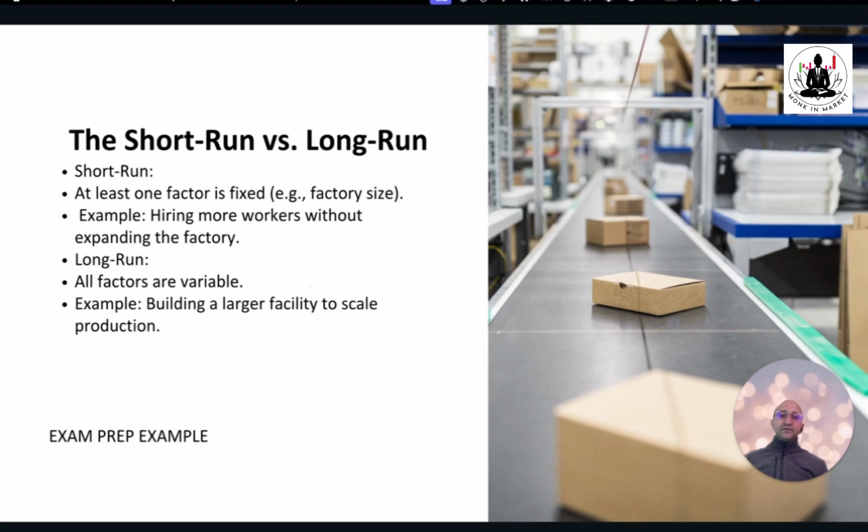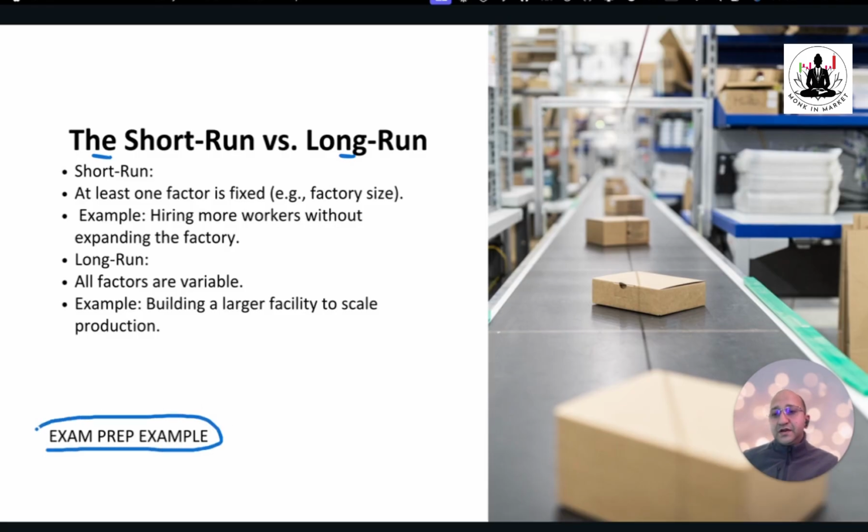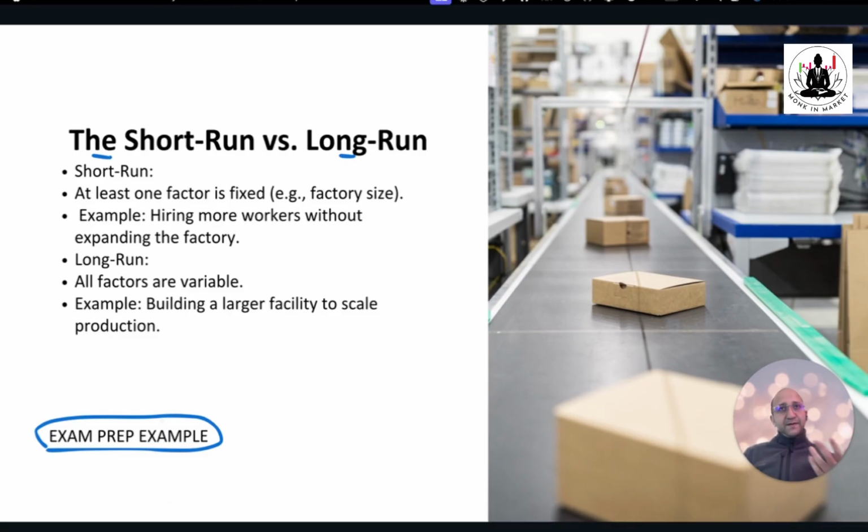Now, this part is very important. Short run versus long run. Before I proceed into this, I would like to give you an example over here, an exam preparation example. It's very interesting to know. Many of you must be in your MBAs, many of you must be doing CAs, many of you must be in your graduation days or school days.